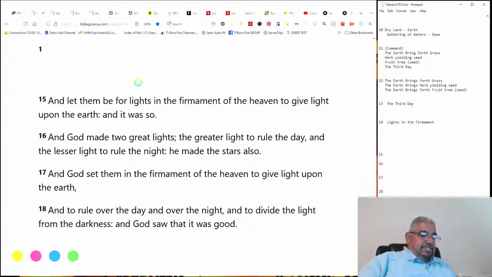Let them be for signs, para señales. And notice that the first thing on the list is for signs. It's very important. It's not seasons. The first thing wasn't seasons. It wasn't for days or years, because I was in a little back and forth.